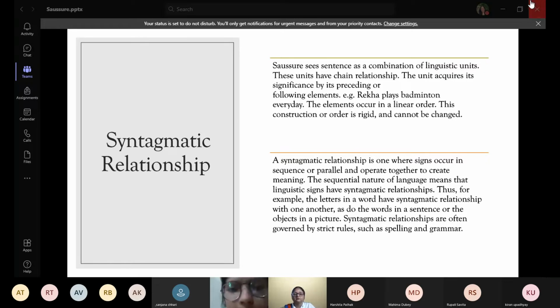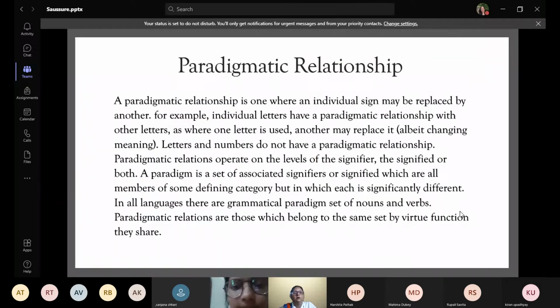ठीक. Okay. And paradigmatic relationship. Paradigmatic relationship is one where an individual sign may be replaced by another. Individual letters have paradigmatic relationship with other letters, where one letter is used, another may replace it.